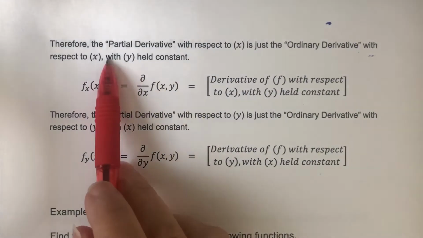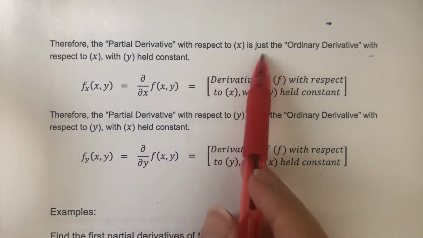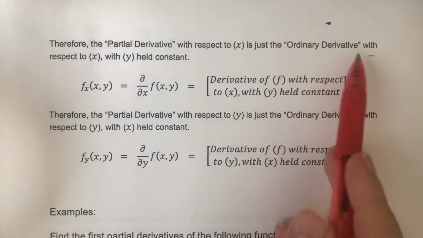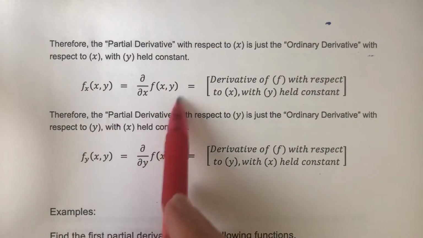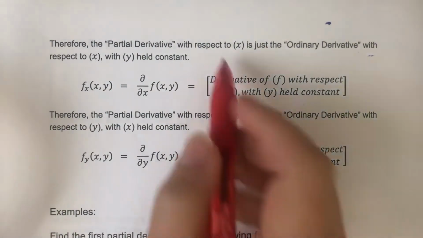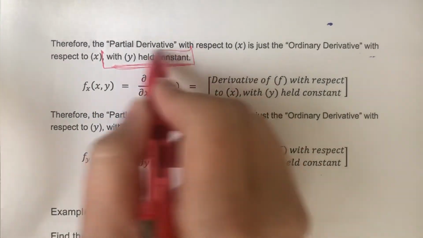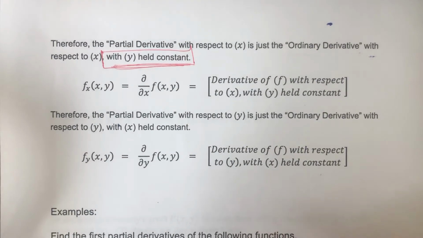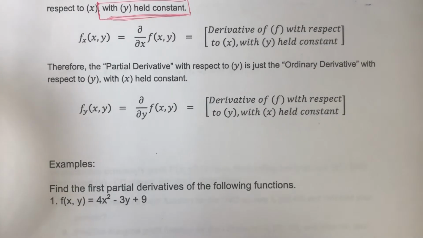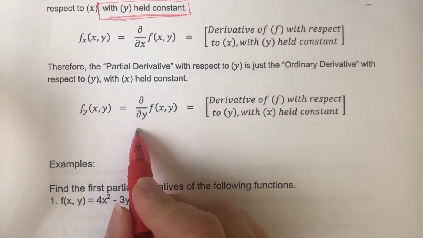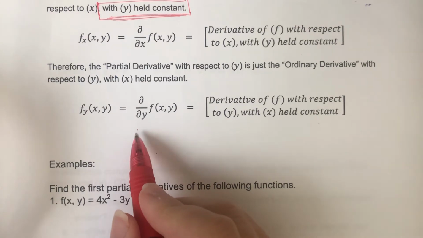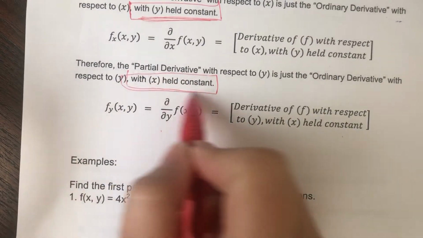Okay, so therefore the partial derivative with respect to x is just a regular derivative with respect to x with y held constant. That is so important, that you are keeping y constant, so it acts just like the number 2 that you might have in a function, or just like the number 5, you'll see. And the same thing, the derivative with respect to y is you take the derivative with y being your variable and x being held constant.